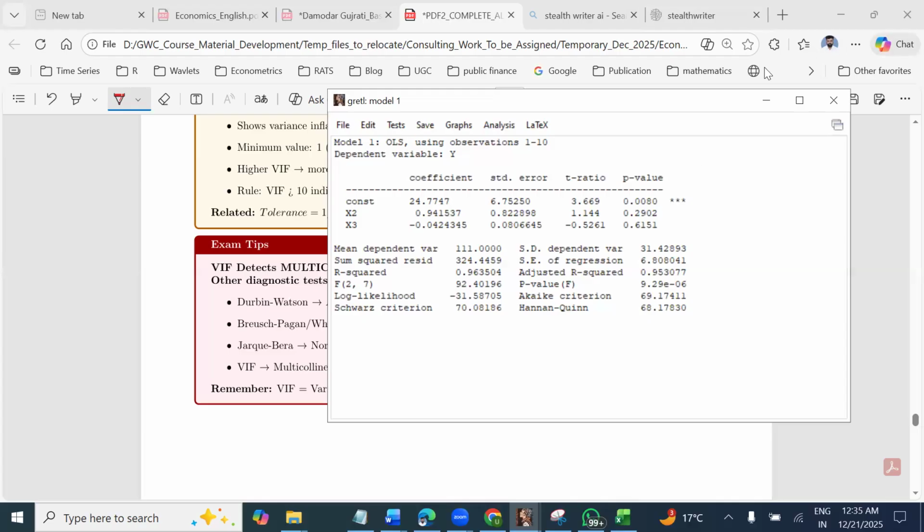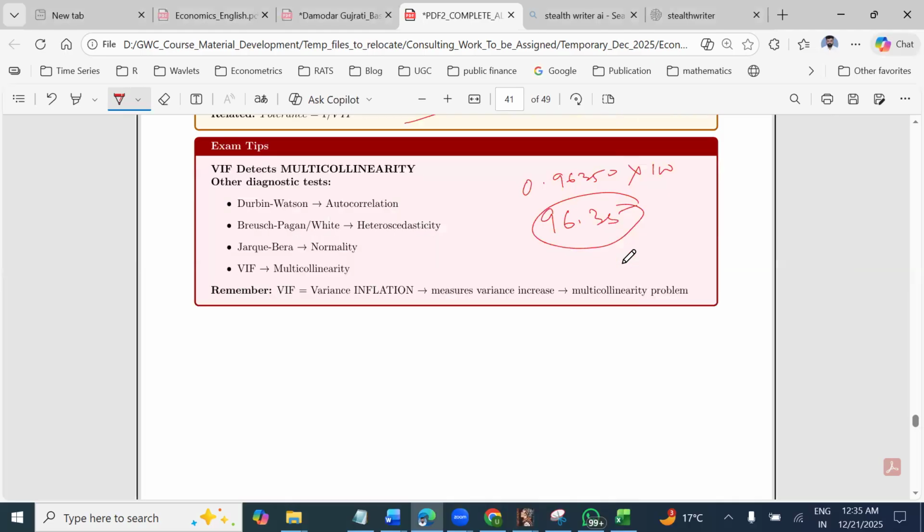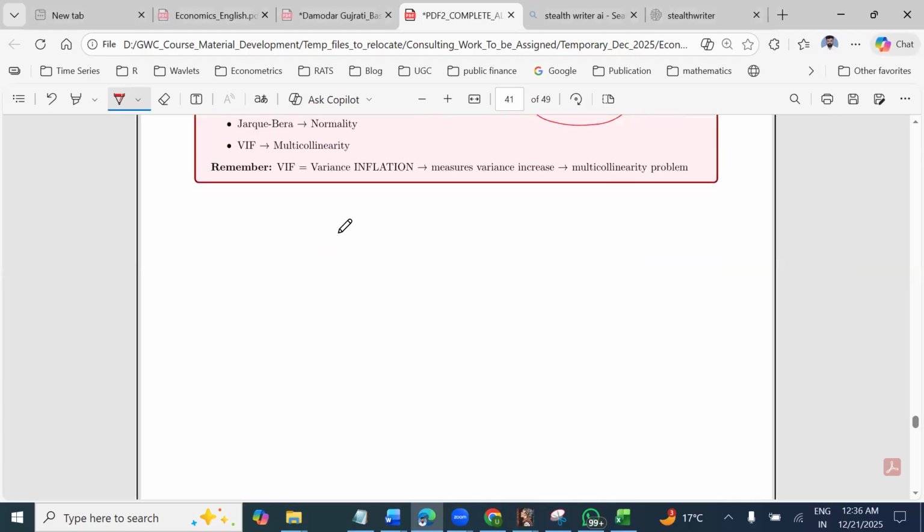And how did I get this t ratio? Tell me the formula quickly. From where will I calculate it, how is it calculated? Sangeeta? Sir, beta 2 divided by standard error of beta 2. Okay? Beta 2 divided by standard error of beta 2.